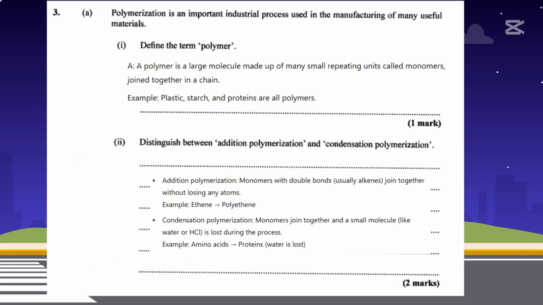This is an activity from a past paper question, and we're just about down to the end of the video. So for the past paper question, first one: polymerization is an important industrial process used in the manufacturing of many useful materials. Define polymer.